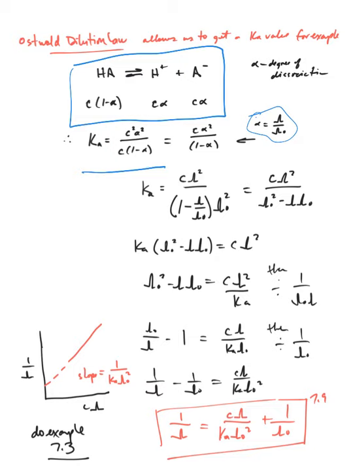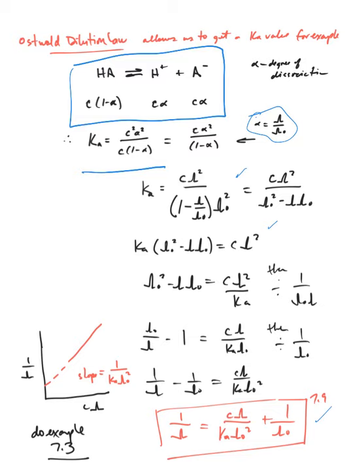So I substituted in the definition of what alpha was and expressed it in these equations. I basically want to rearrange this sort of messy looking thing so that I could get something that's convenient in the form of a straight line. And so I multiplied out this denominator with the Ka, and then made a couple different divisions to get eventually the equation in red, the Ostwald dilution law.